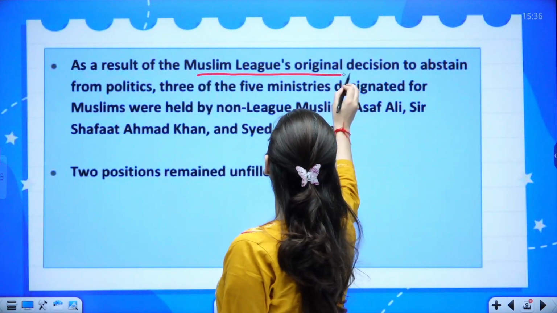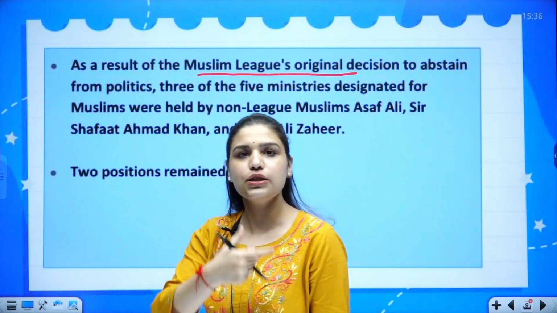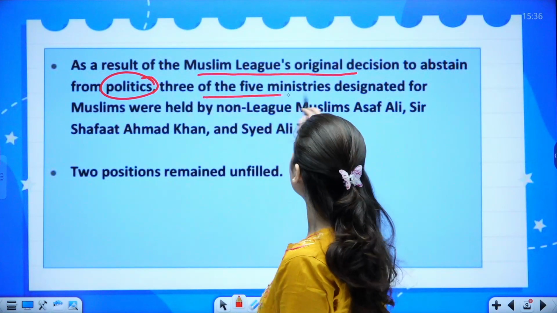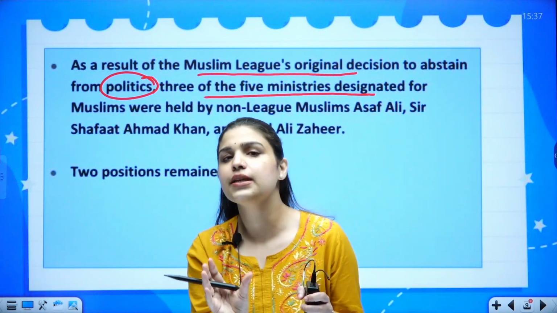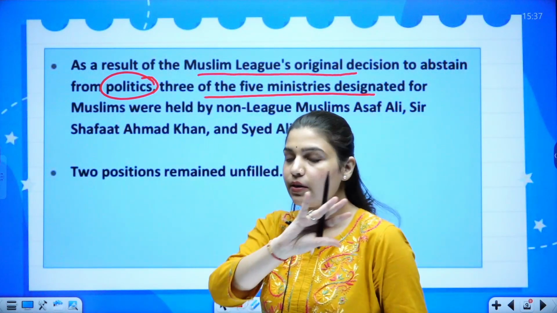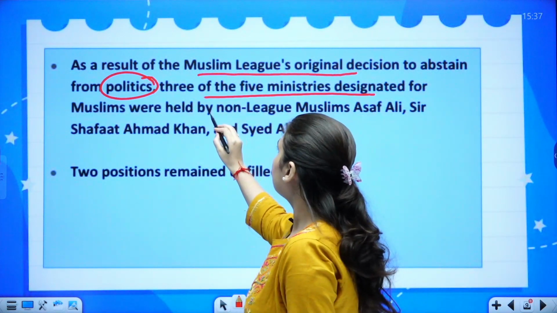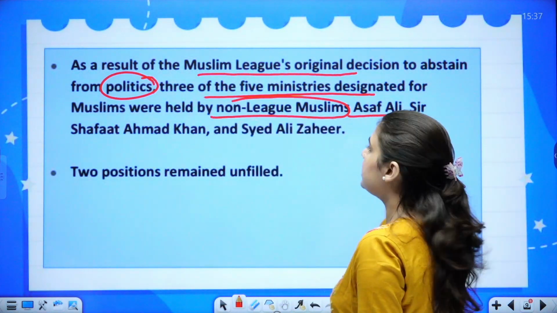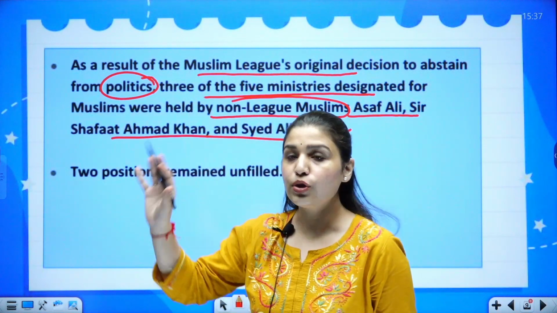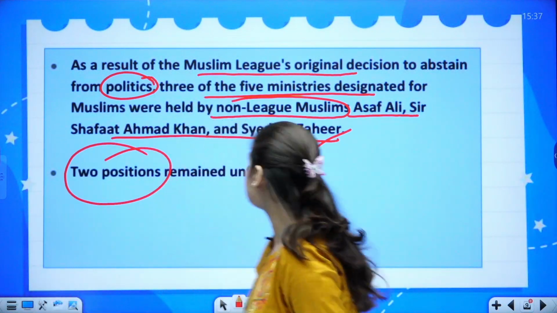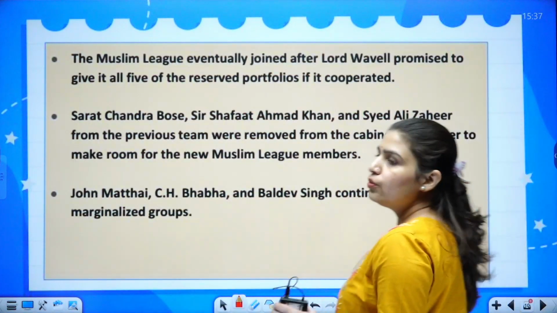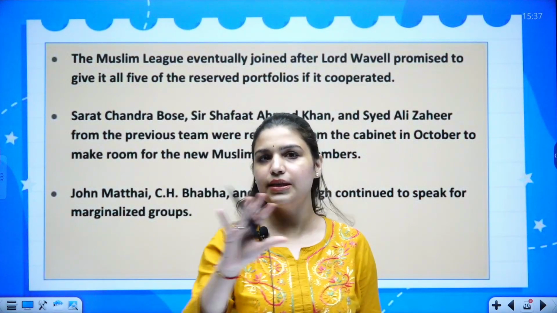As a result of the Muslim League's original decision to abstain from this interim government, they decided to withdraw their support for the cabinet mission. There were 5 ministries in this interim government, designated for Muslims. Now the Muslim League was not there in the government, so the non-League Muslims Asaf Ali, Sir Shafat Ahmad Khan and Sayyid Ali Zahir were given positions, and 2 positions remained vacant.